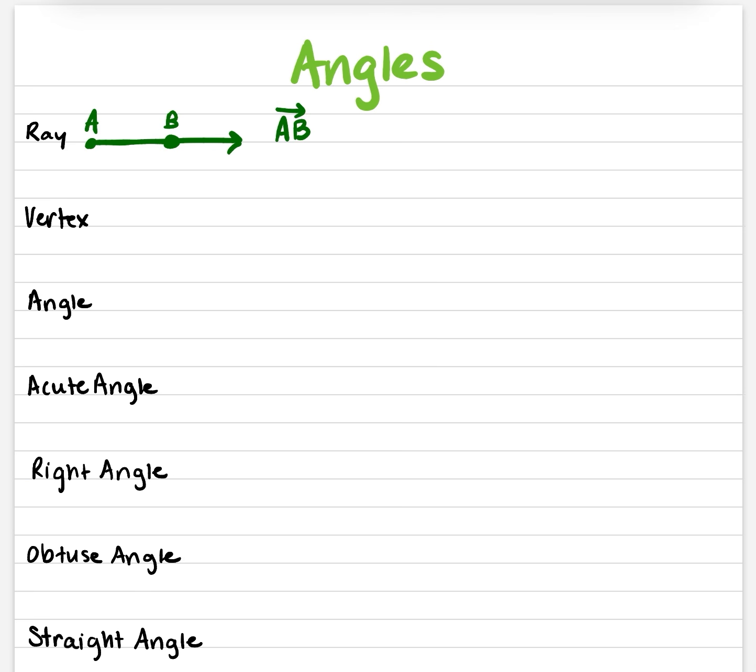Here are some examples of how not to name this ray. AB with a ray, don't do that. Oh, that kind of looks like I'm pointing to it. BA, this way, doesn't work. We want to always make sure that the endpoint is what's coming first and where the extension is coming second.